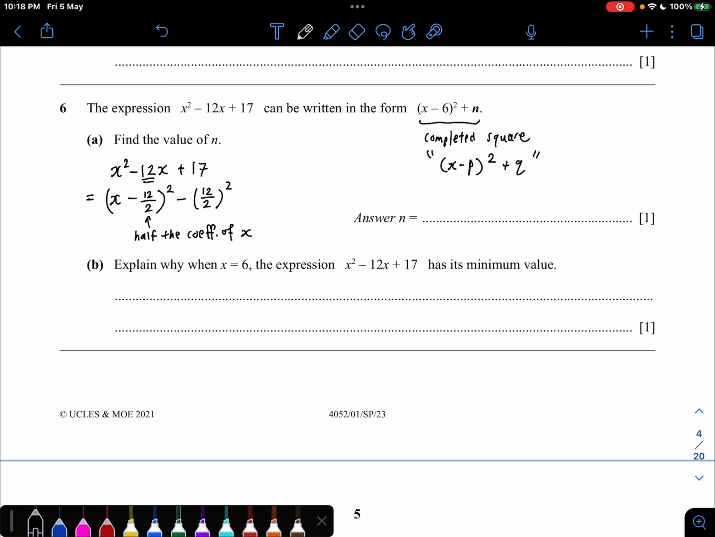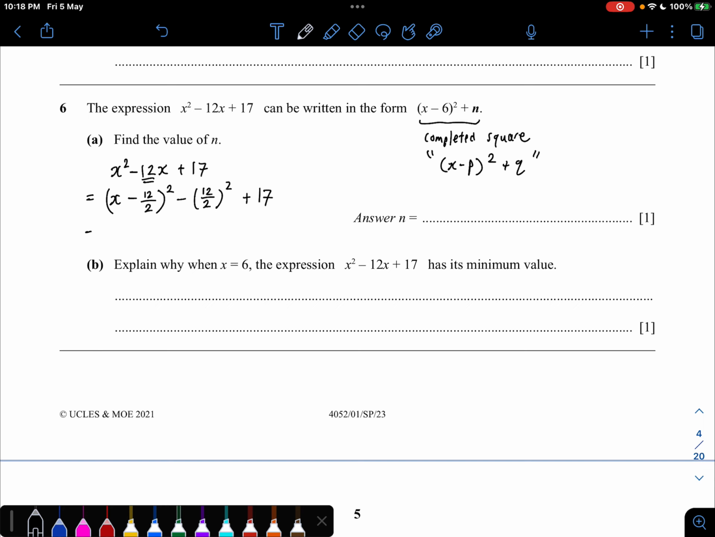Don't forget, you still need to copy down the plus 17. This x squared minus 12x is equivalent to this almost completed square version. You see x, you copy down x. You see minus, copy down minus. You see a coefficient, divide by 2. Bracket power 2. Minus away, bracket power 2. But what's in between? The same half coefficient of x. Let me just erase this.